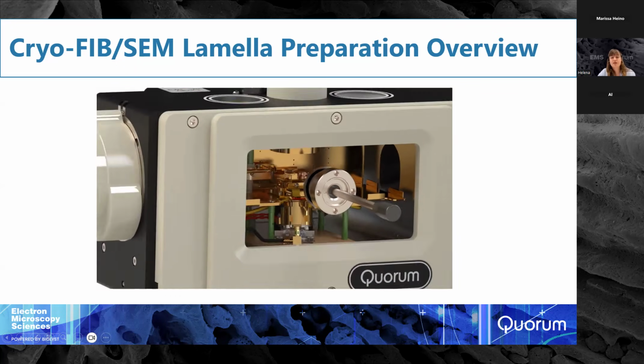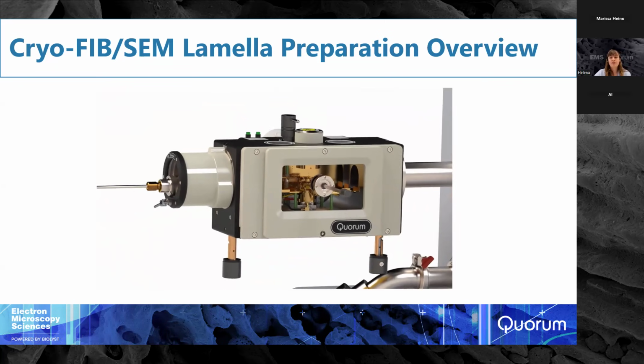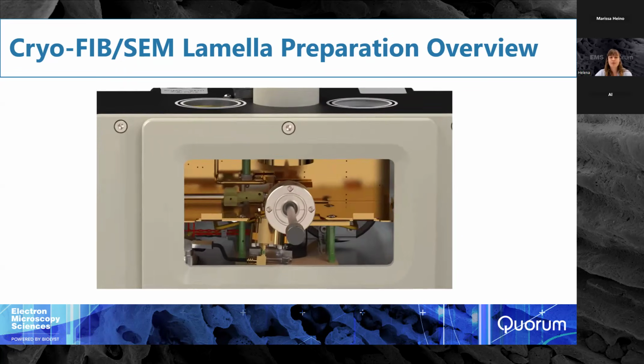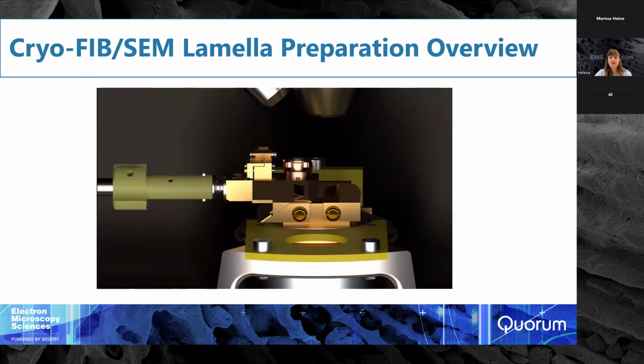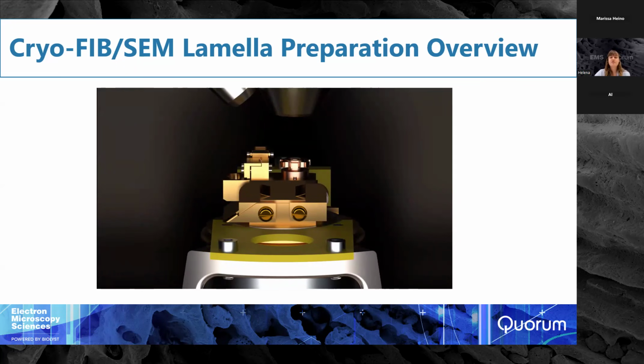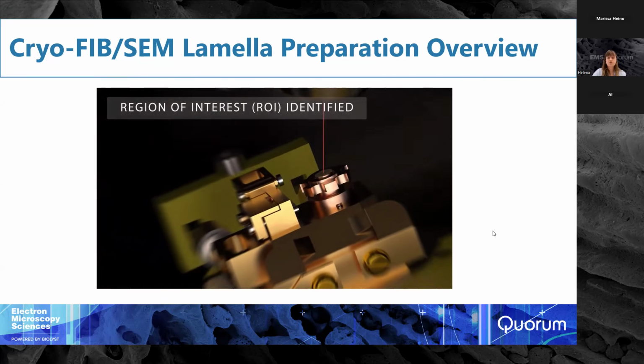So if we have a non-conductive sample, we'll sputter coat that before it goes into the SEM. And then once our preparation processes are complete, we can push the sample into our FIB-SEM. Inside the FIB-SEM, we then have our actively cooled rotate stage, which will be at least minus 150 degrees, and we can start to do our milling of our sample.